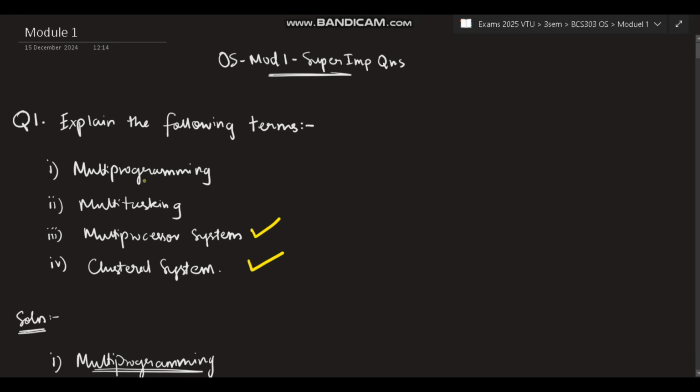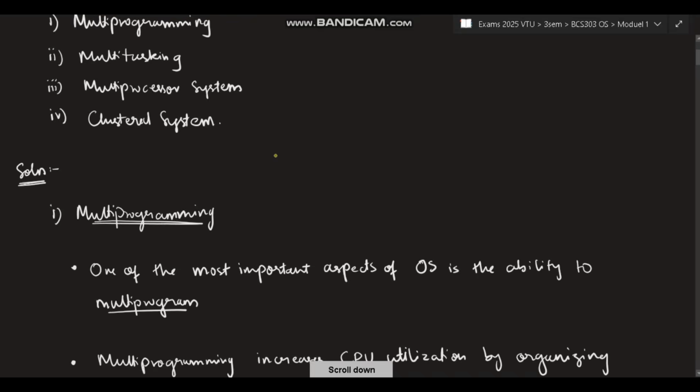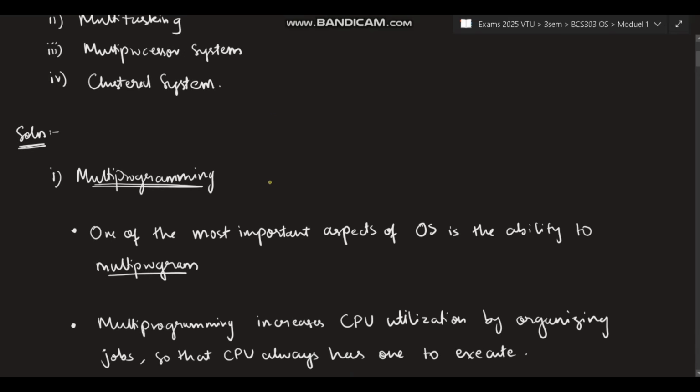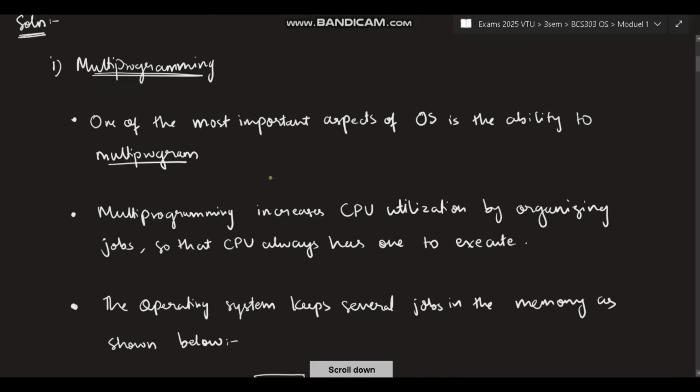Okay, so what do you understand by the term multi-programming? Multi means many, programming means programming, right? So multi-programming means many programs are being run. You need to remember this. Many programs are being run. Now, how exactly is this happening? One of the most important aspects of OS is the ability to multi-program. That is the ability of OS to multi-program.